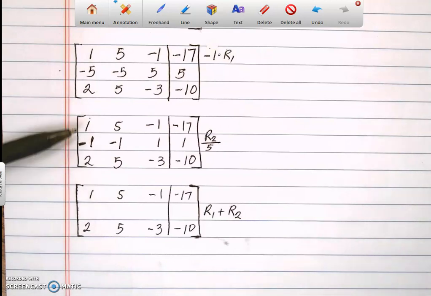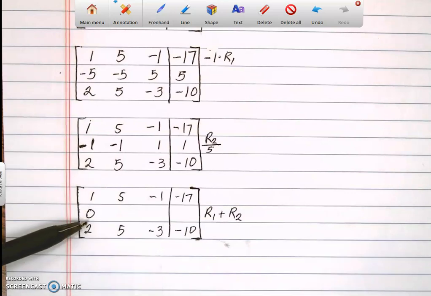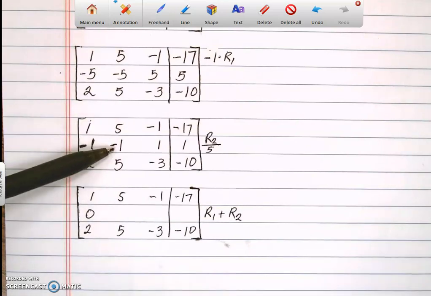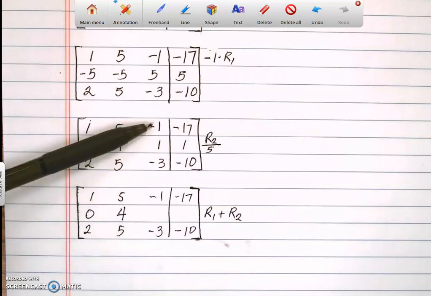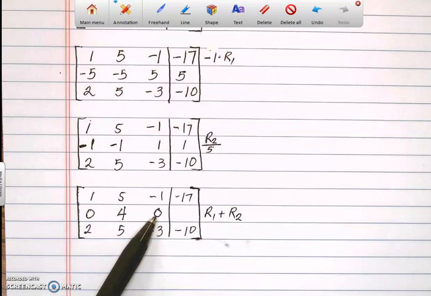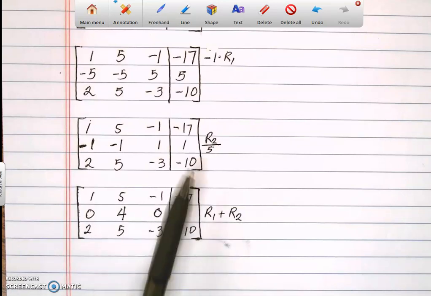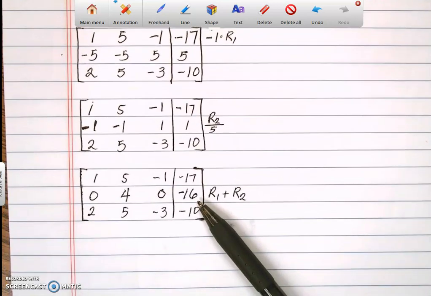Okay, so 1 plus negative 1 is a 0. Okay, so 5 plus negative 1 is a 4. Negative 1 plus positive 1 is a 0. Okay, and then negative 17 plus 1 is negative 16. And that goes here. Okay, let's take a look at this.